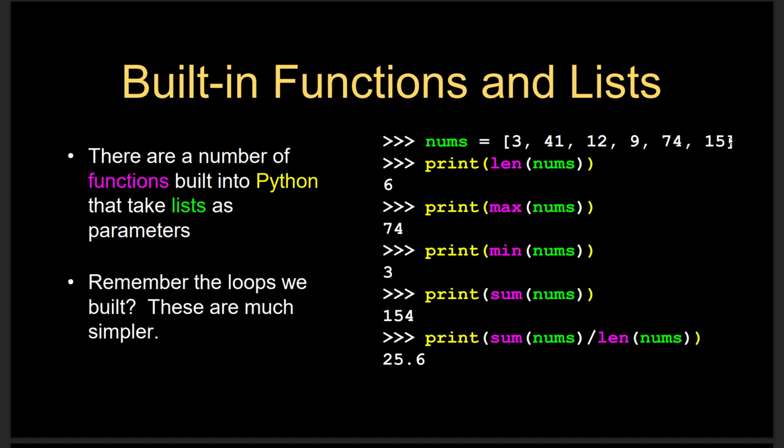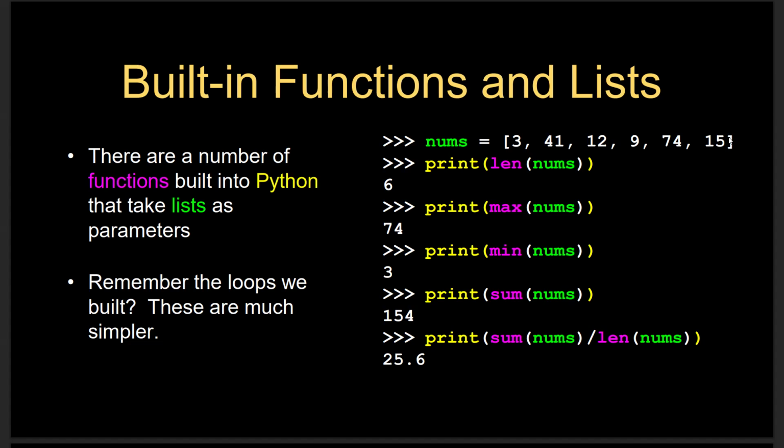Suppose I want to print the sum of all the elements in the list. There is a built-in function called sum. By using this sum function, we can do the sum of all the numbers, and we will get 154 as an output.